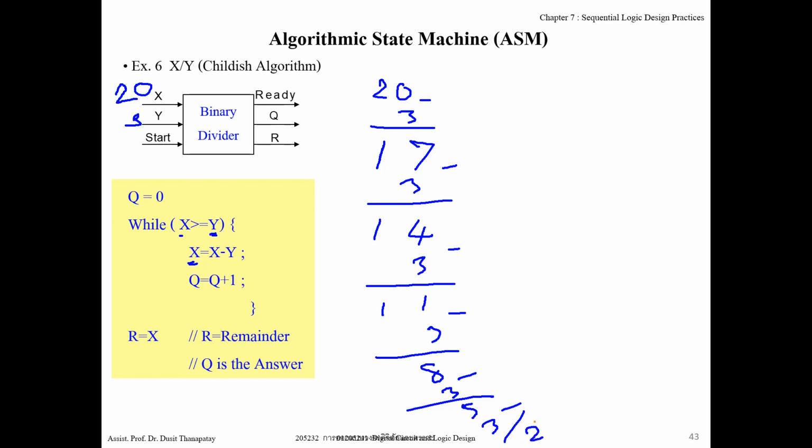Now it has become 2. So this condition is not true. It's false. So it goes out of this while loop. So 2 is the remainder, right? And the result of this divider circuit is 1, 2, 3, 4, 5, 6. It's 6, right? With remainder 2.